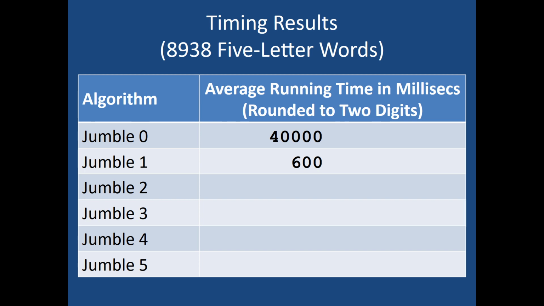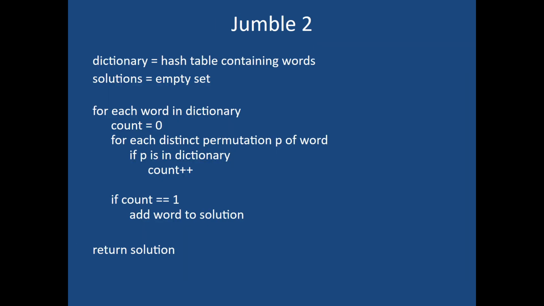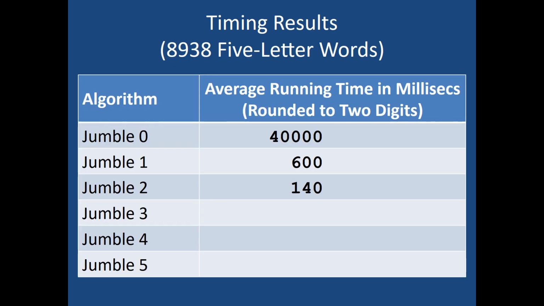600. Now, the next version, we replaced the BST with a hash table. Hash table is a little bit faster than BST. So what do you think? It goes to 140. Okay? That's sort of because we got 9,000 words. If we had 1,000,000 words, it could be a more dramatic difference.